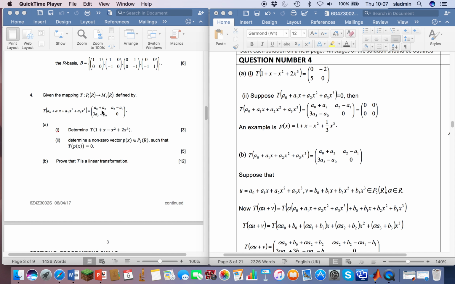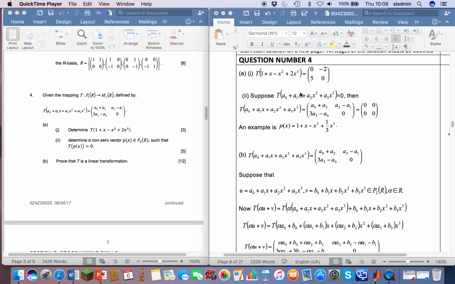So you'll see that the element that goes in row 1, column 1 is the constant coefficient plus the coefficient of x squared. So we take the constant coefficient and add the coefficient of x squared. So 1 plus minus 1 gives us 0. The element in row 1, column 2 is a2 take away a1. So this is a2 take away a1, minus 1 take away another 1 gives you minus 2. The element in row 2, column 1 is 3a3 take away a0. So that'll be 6 take away 1 would give you 5. And you'll notice that the element in row 2, column 2 is always 0.